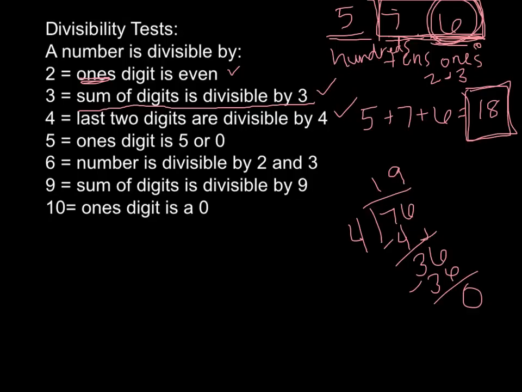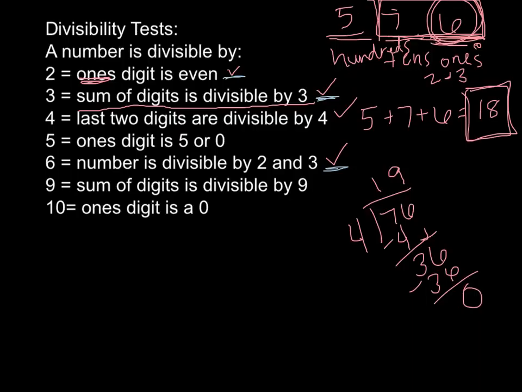A number is divisible by 6 if the number is divisible by 2 and 3. So let's see, was it divisible by 2? Yep, we checked off 2. Was it divisible by 3? Yep, we checked off 3. So that means it's also divisible by 6. So again, for that one, I'm looking here. It is divisible by 2. It is divisible by 3. So then I know it's divisible by 6 because 2 times 3 is 6.